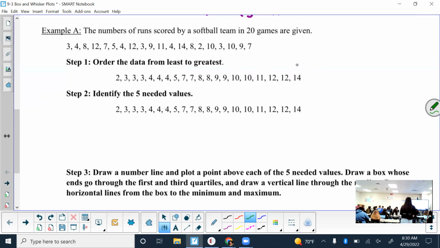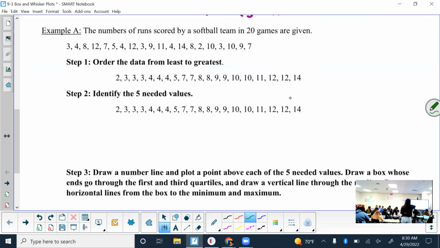So like on your exit ticket yesterday, I always do the problems myself. Both times I missed one of the data points, and then I had to go back and see where it should have gone. What number did I miss? So always take that time to double check. All right, but you order it from least to greatest, and then you identify your 5 needed values.